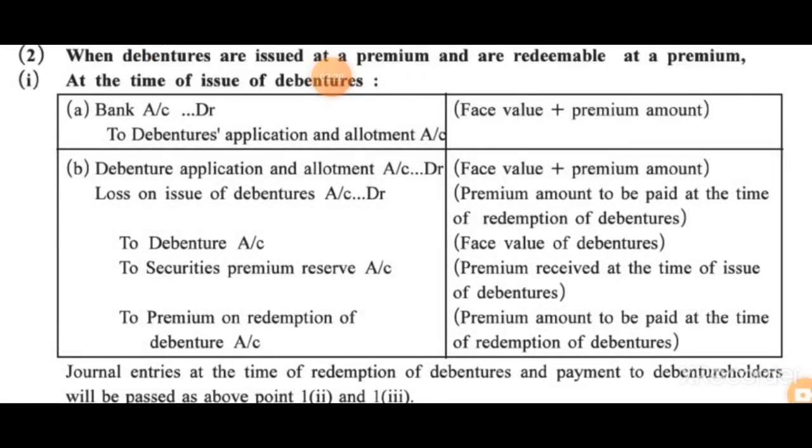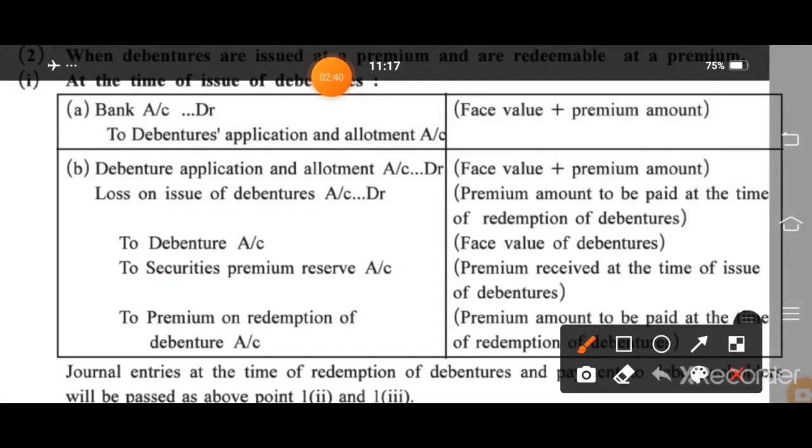Now, when debentures are issued at premium and redeemable at a premium, then entry would be bank account debited to debenture application and allotment account. Debenture application and allotment account debited, we have issued at premium, so loss on issue of debenture account as first entry, to debenture account, to security premium reserve account, and we are redeeming with premium, so to premium on redemption of debenture account.